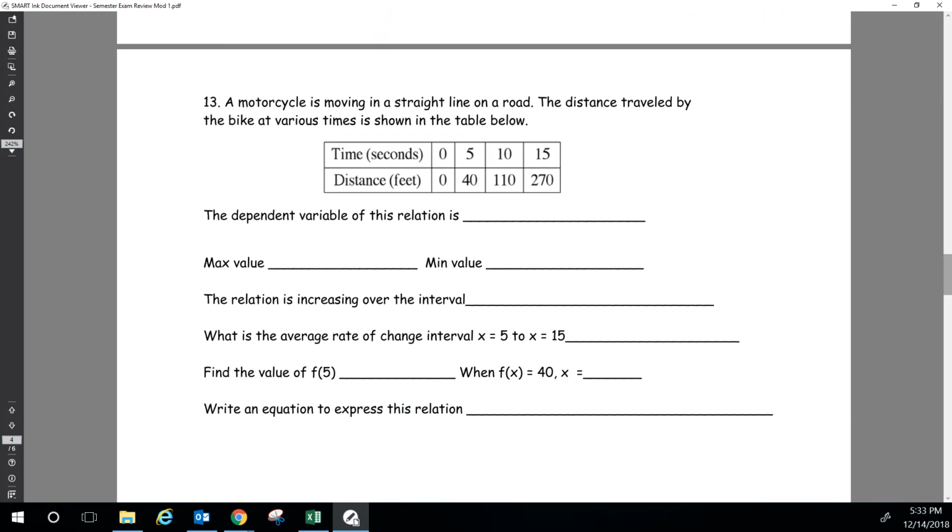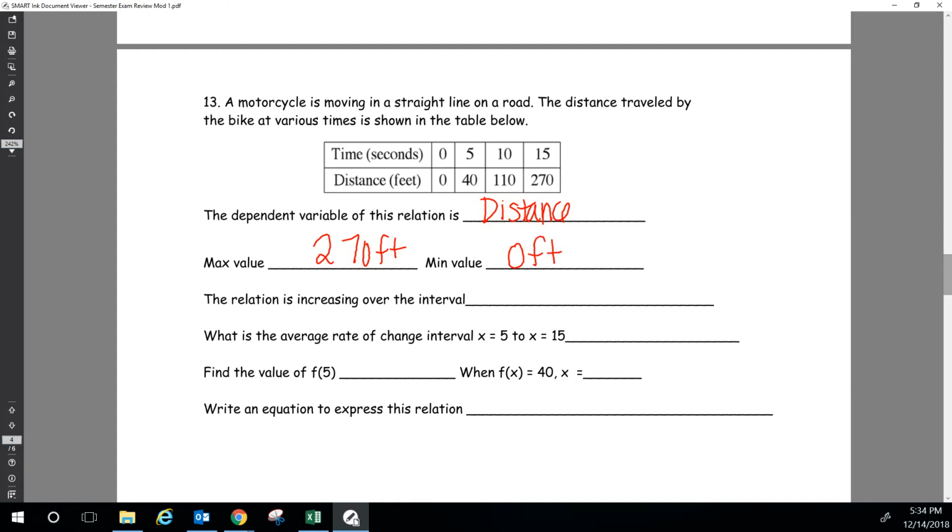All right, number 13. A motorcycle is moving in a straight line on a road. The distance traveled by the bike at various times is shown in this table. The dependent variable of this relation is always going to be your y value. Your y value depends on whatever your x value is. So the dependent variable, our y variable, is going to be our distance. The amount we've traveled depends on how long we've been traveling. The maximum value then is going to be 270 feet. The minimum amount of distance we've gone is 0 feet.